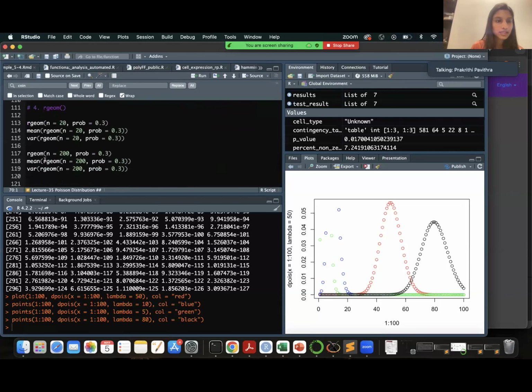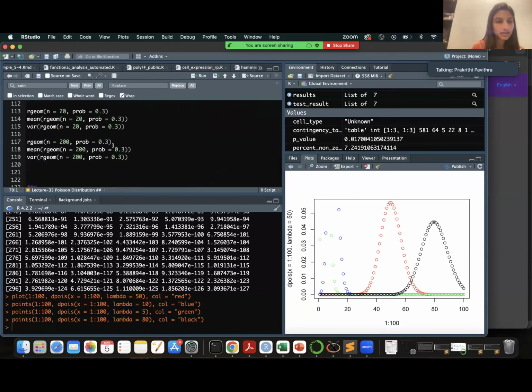And even for the geometric distribution, it's basically the same thing. Here, like we said, we don't have n trials. You just have the probability. And this n equal to 20 is actually your k minus 1. So this would mean that you got success at the 21st trial.